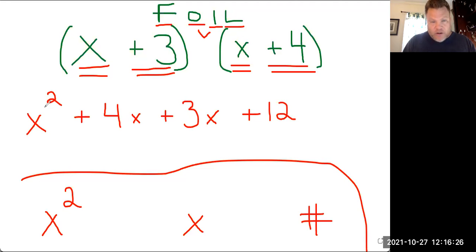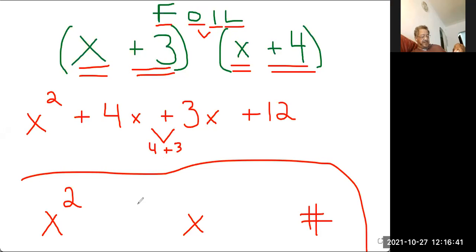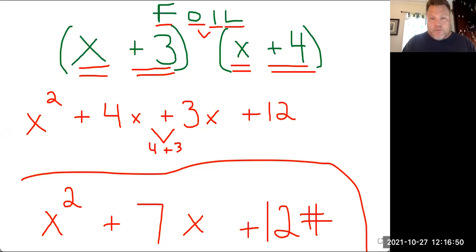The x² family, they're already set up. The number only family, they're all together. But these kids are running around. We've got to get them with their parents. We've got to join these two together. So when we join them together, 4 plus 3 is 7. Bring that 12. And that's it. So that is how to do multiplying binomial pairs.